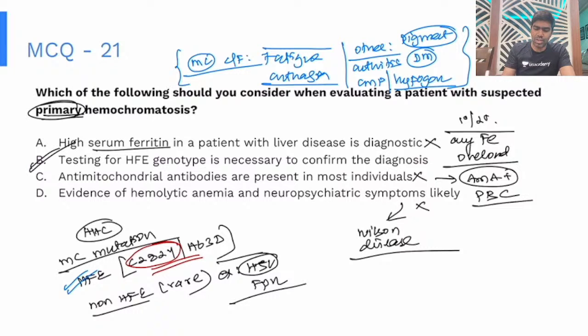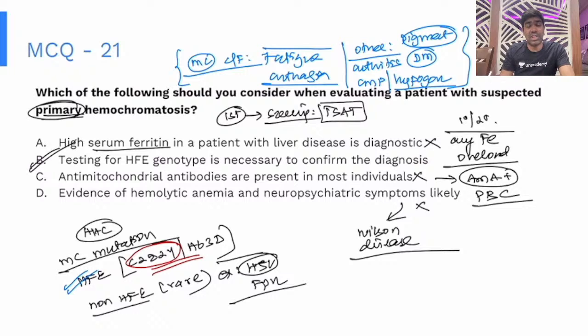Testing wise, if they ask you the screening test, the first line screening test, or the screening test of choice, it is going to be transferrin saturation, TSAT. I'll repeat, transferrin saturation. You all know how to find out transferrin saturation. It's iron divided by TIBC. Iron divided by TIBC is the one that's going to tell you the TSAT. If you want, you can add ferritin, but ferritin is not specific, but TSAT is the first screening test. That's what you need to know.